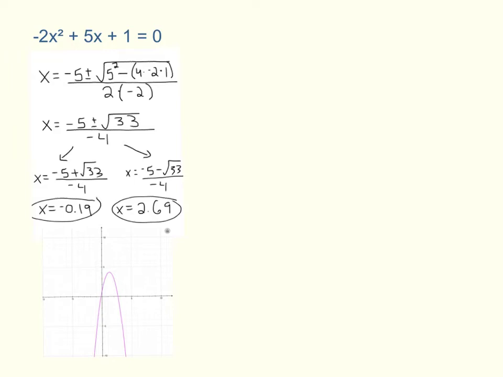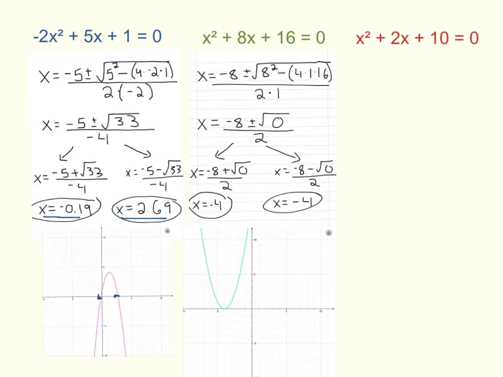If you look at this first example, negative 2x squared plus 5x plus 1 equals 0, when you use the quadratic formula, you get these two solutions. And remember, those two solutions represent where the graph will cross the x-axis at two different spots.